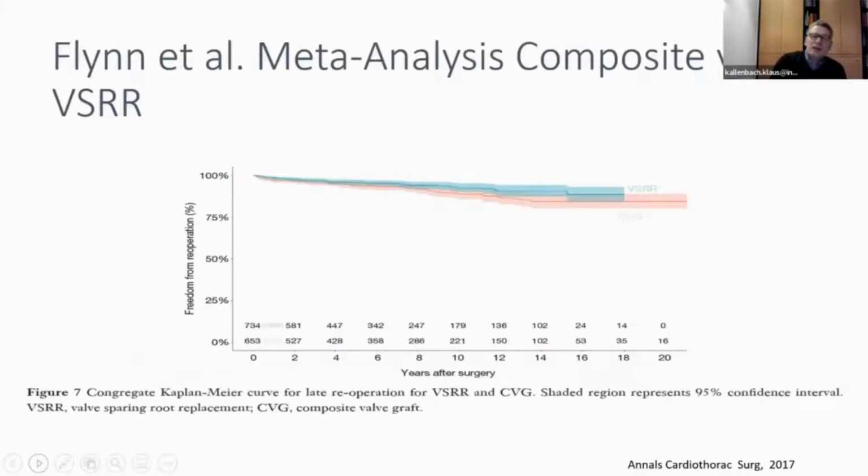And when you look at this in a Kaplan-Meier curve, you see that there is slightly less reoperation in the remodeling group than in the Bentall group. So there is now stronger evidence that the valve sparing procedure, the David procedure, is in terms of durability as good as the Bentall operation.